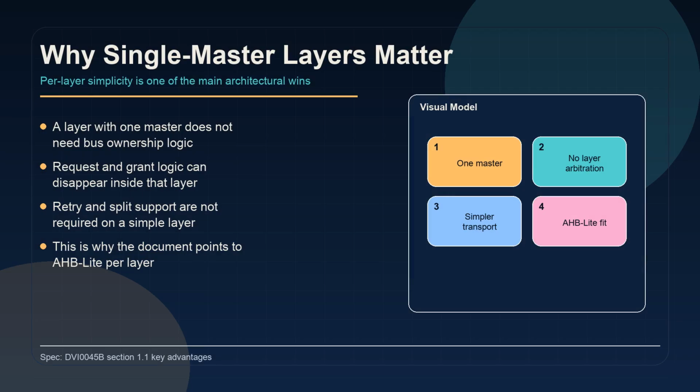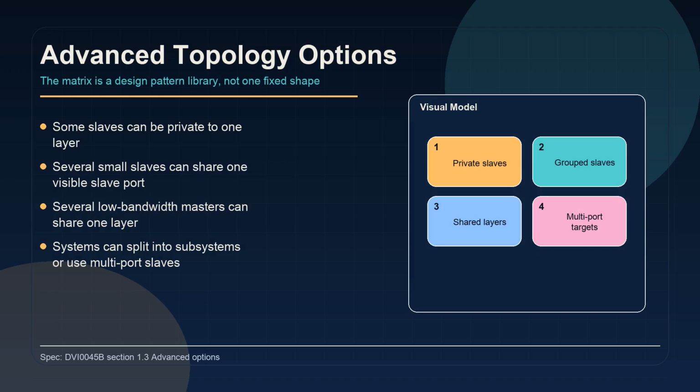If a layer has one master, then the layer itself does not need the classic shared bus ownership machinery. That is why the document says these layers can use AHB-light style behavior, with the complexity moved into the interconnect matrix. The advanced options section shows that the matrix is flexible by design.